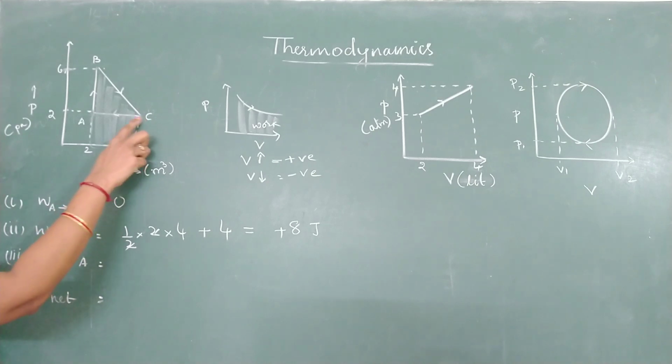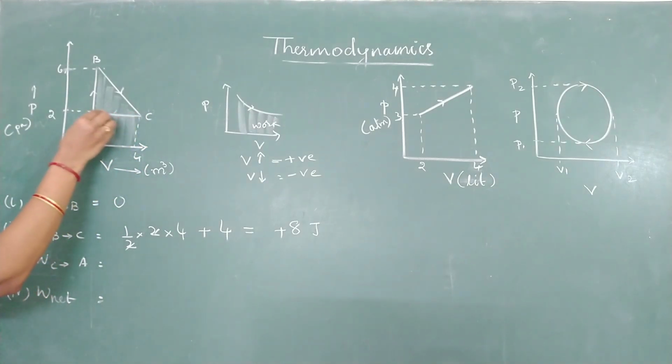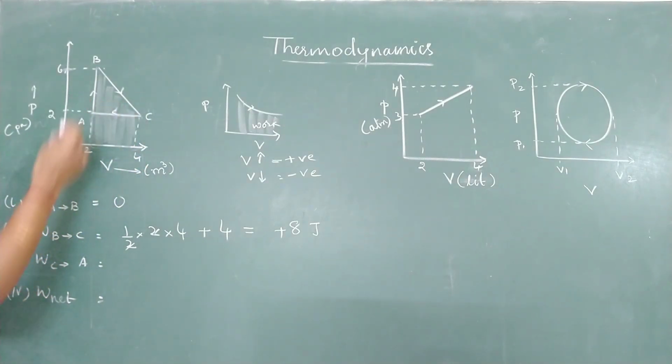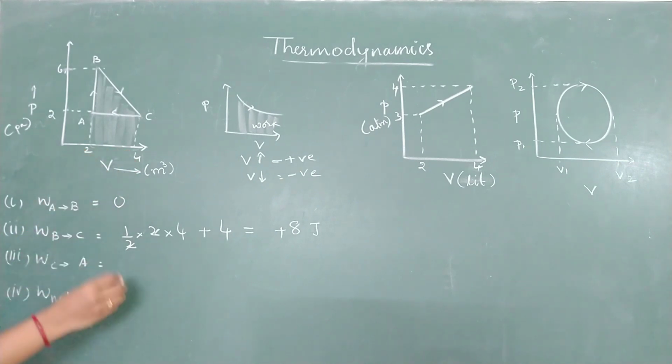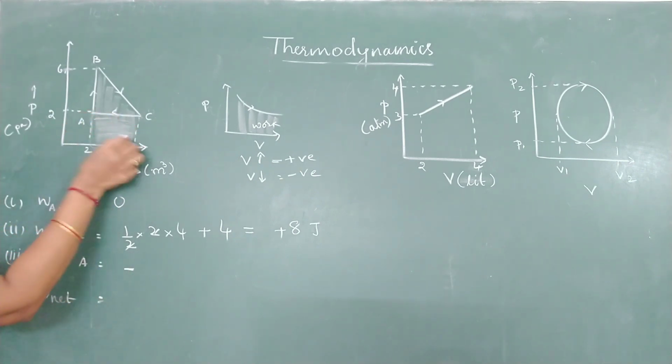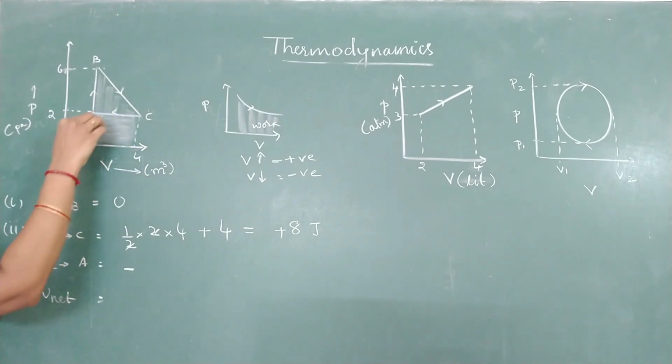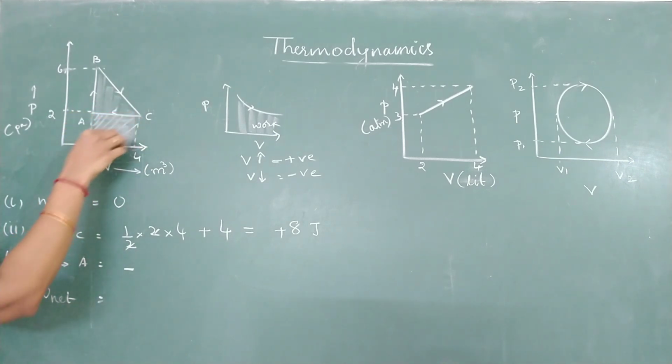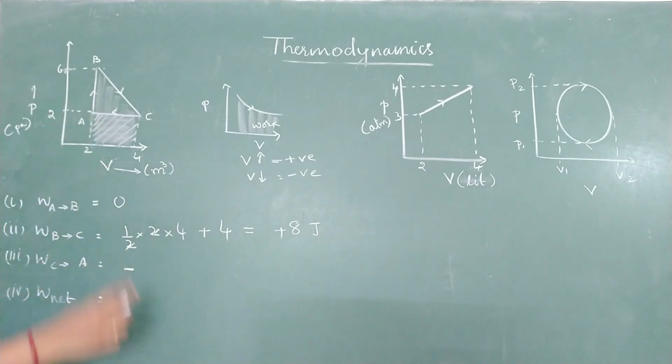Third one, C to A. See, when you move from C to A, is volume increasing or decreasing? Decreasing. So what should be the sign? Minus. Area enclosed by this AC, that means only this portion's area. 2 into 2, minus 4 joules.